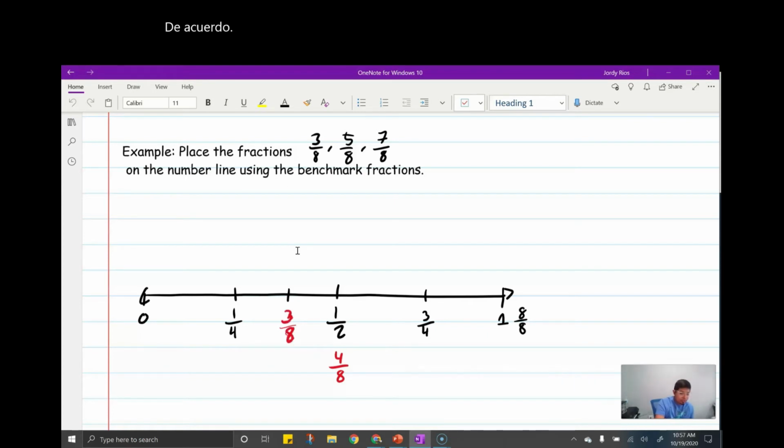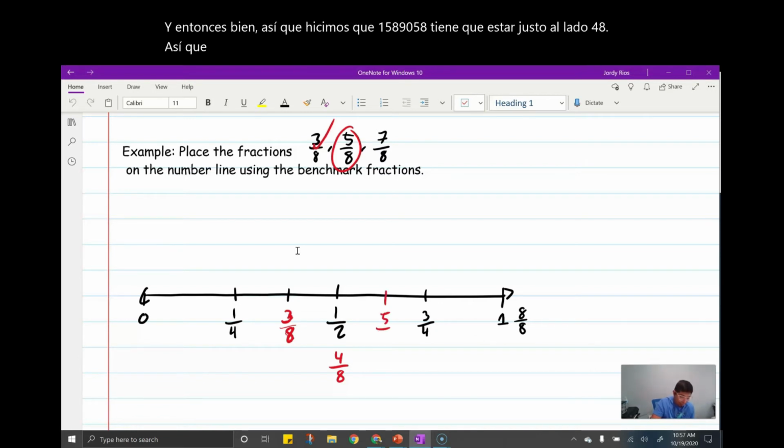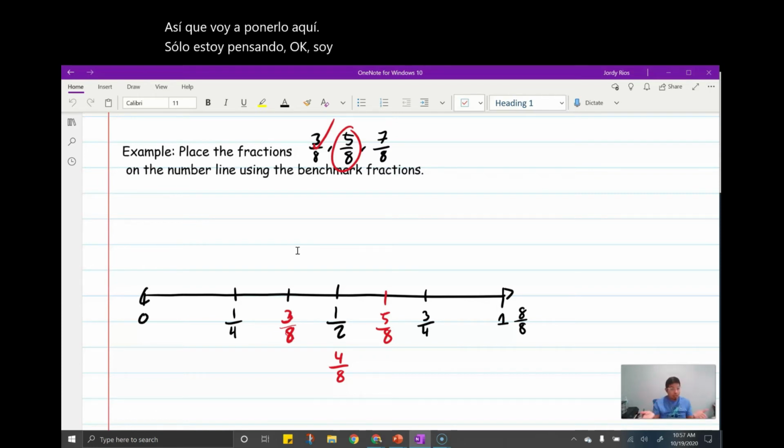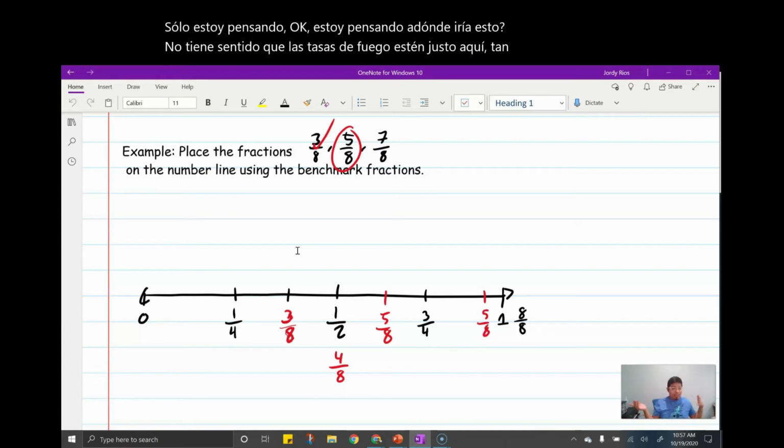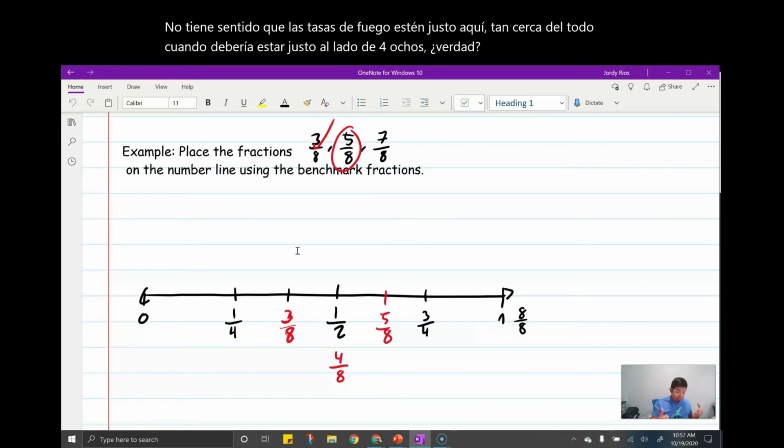And then, okay, so we did that one. 5/8. I know 5/8 has to be right next to 4/8, so I'm going to put it right here. I'm just kind of thinking, where would this go? It doesn't make sense that 5/8 will be right here so close to the whole when it should be right next to 4/8, right? So that's why I'm not going to do anything there.